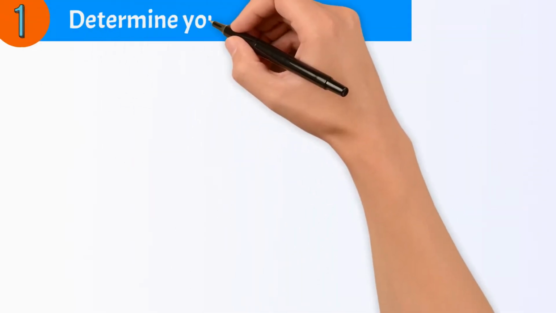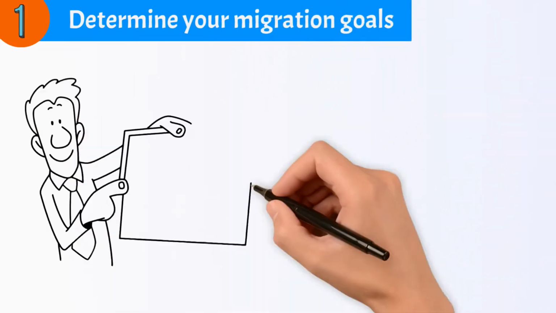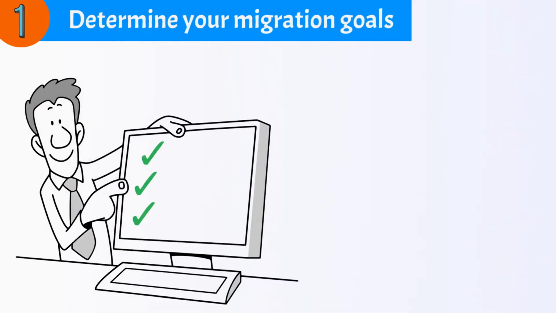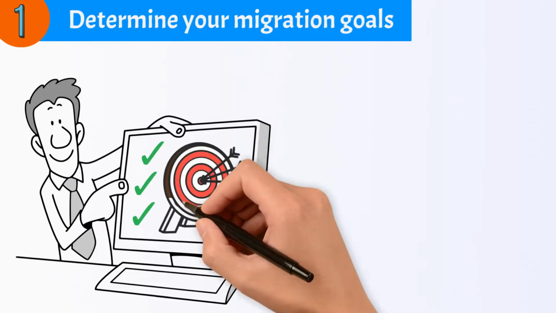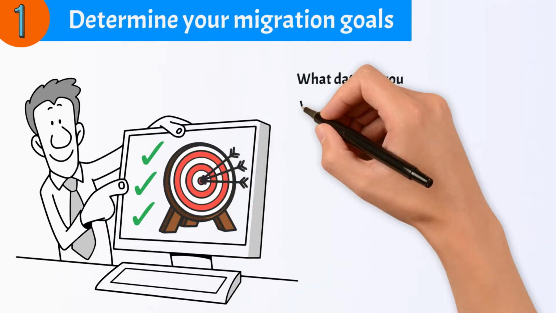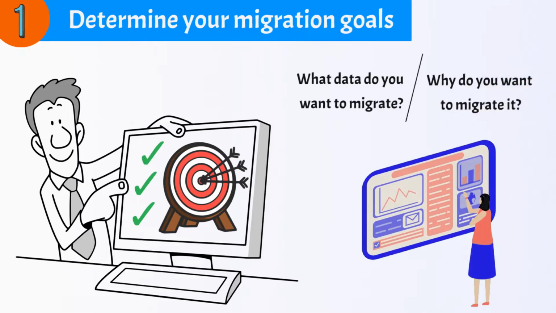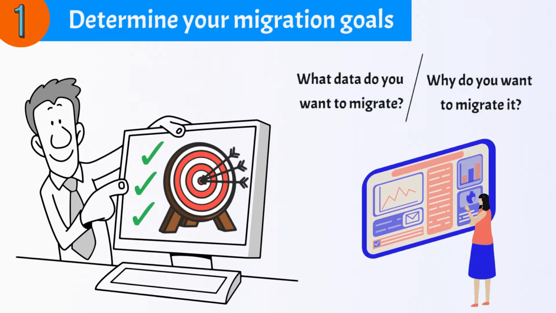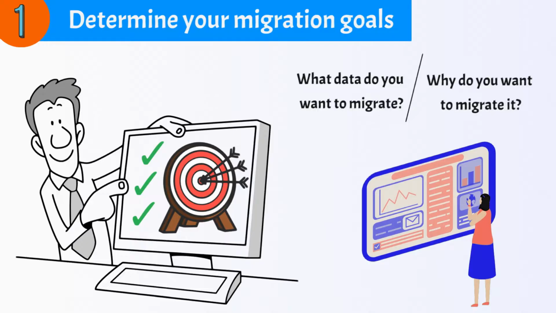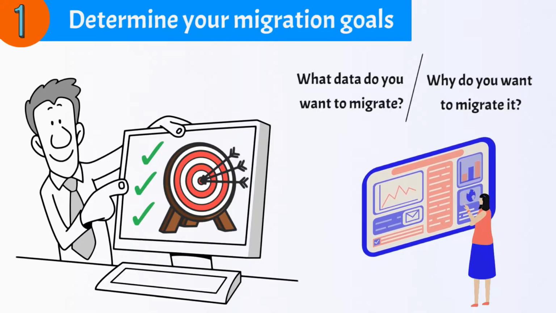First, determine your migration goals. The first step in any data migration is to determine your goals and objectives. What data do you want to migrate? Why do you want to migrate it? Answering these questions will help you prioritize your migration efforts and ensure that you're focusing on the right data.